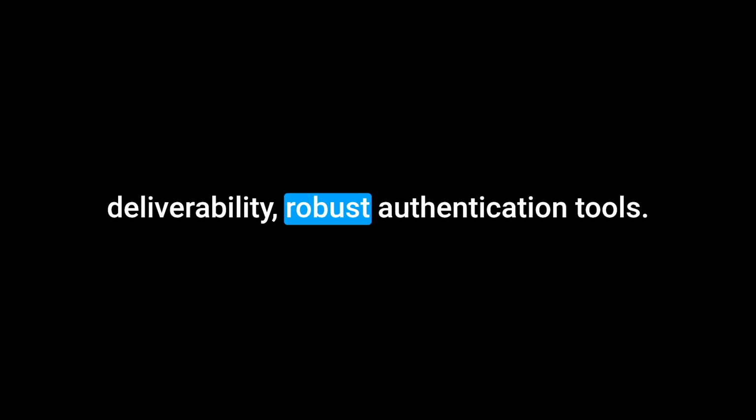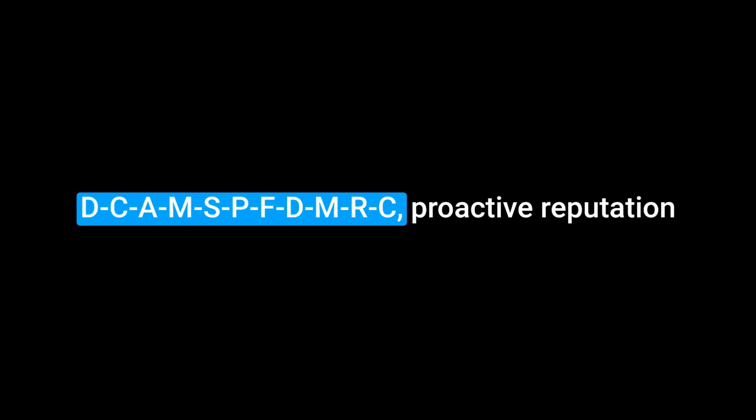Third, it has a deep focus on deliverability. Robust authentication tools, DKIM, SPF, DMARC, proactive reputation management, advanced sending features. They're actively trying to keep your emails out of the spam folder. Proactive deliverability, I like that. And finally, its pervasive AI integration. This is a key competitive differentiator. It's embedded throughout the platform to simplify complex tasks and lower the barrier to entry for users who might not be seasoned marketing experts. Okay, that pervasive AI integration sounds like a potential game changer.